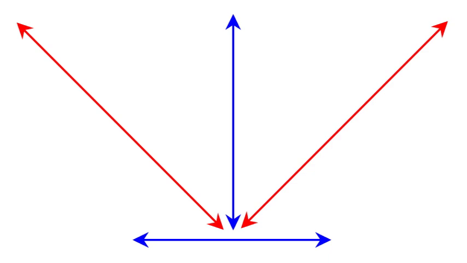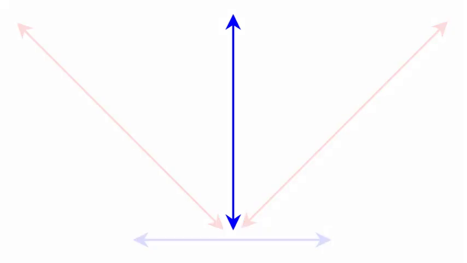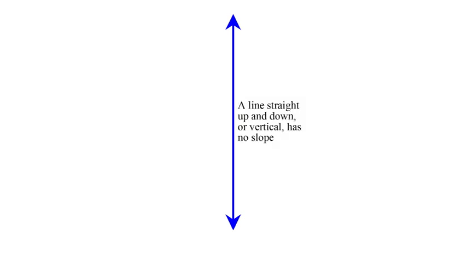A line can be pointed in 4 general directions in a plane. The first way is straight up and down, or vertical. A vertical line has no slope. The second way is a line that is horizontal or flat. A line in this direction has a slope of 0.